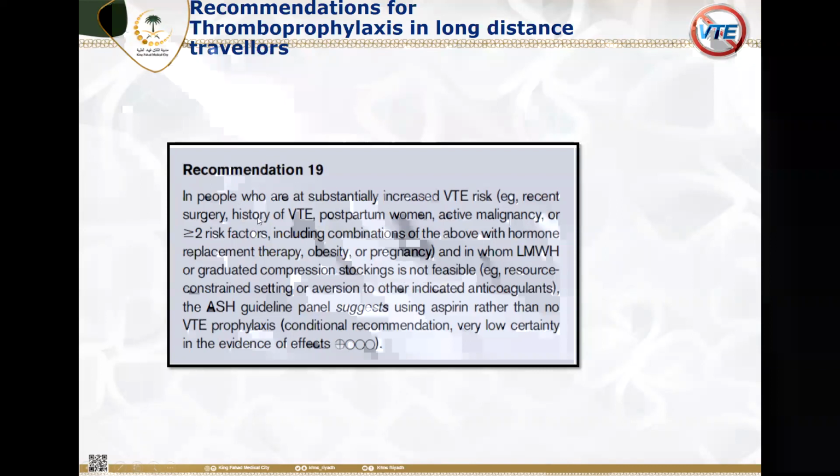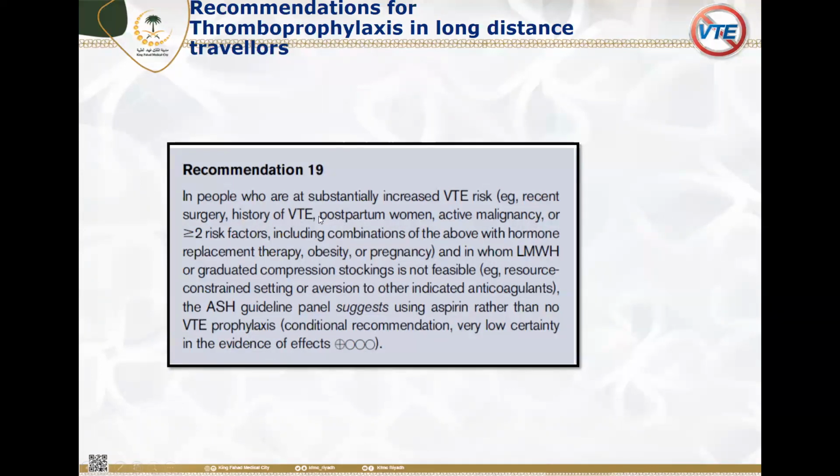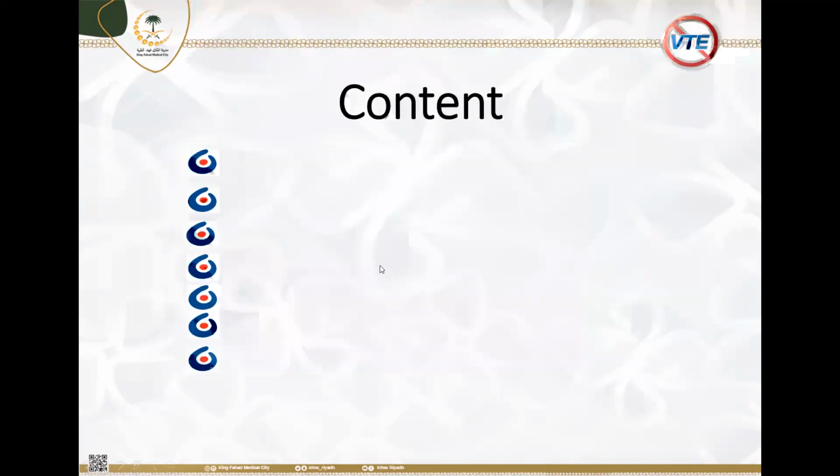So what do we use for this patient? We use low molecular weight heparin. I did not add this recommendation. So for this high-risk patient, we use low molecular weight heparin or graduated compression stockings. But if the patient cannot afford, here they said these options, low molecular weight heparin and elastic compression stocking, are not feasible due to resource constraints or other contraindication, then they suggest to use aspirin. So aspirin, yes, it is one of the medications to use to prevent VTE for long distance traveler. This is important after low molecular weight heparin and graduated elastic compression stocking.